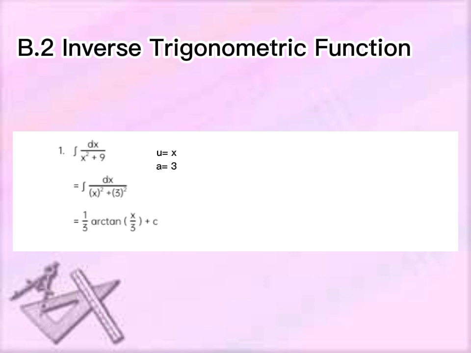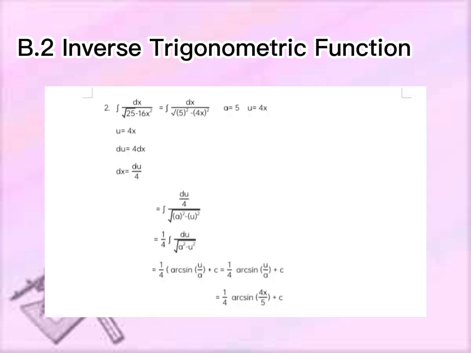Our formula would be 1 over a, which is 3, then we have arctan of u over a. The value of u is x, so x all over a, which is 3, plus c. So this is the final answer. Now let's proceed to problem number 2.